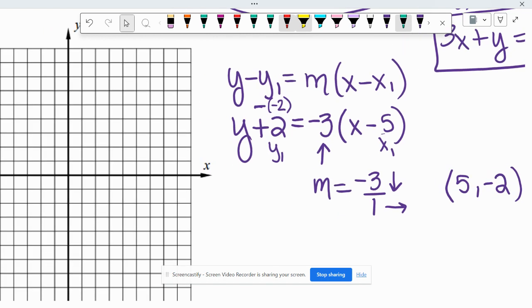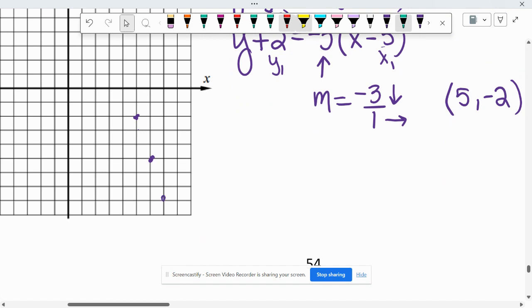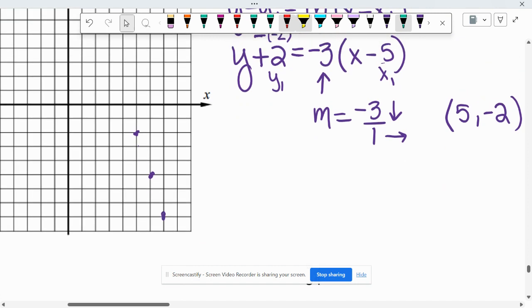So you can actually start at the ordered pair 5, -2, and from there, count your slope. Down 1, 2, 3 over 1. Remember, if you can't go down 3 and to the right 1, what else can you do? Up 3 to the left 1.